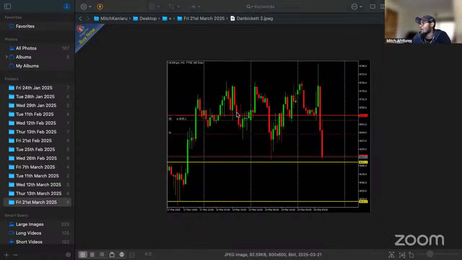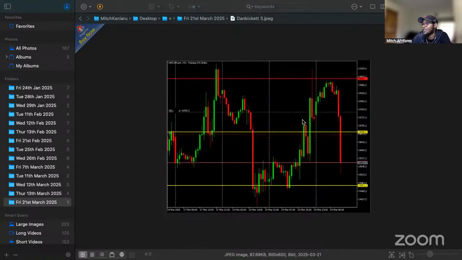You also did manage to grab a selling opportunity on the UK 100. As I mentioned, we love trading the indices. It seems like this one, you did manage to wait for a breach and a pullback to get the selling opportunity there. You can see the price coming down in your favor, and you have already managed your trade, making it a risk-free trade. So very, very good job on this trade, Dan Bickett.